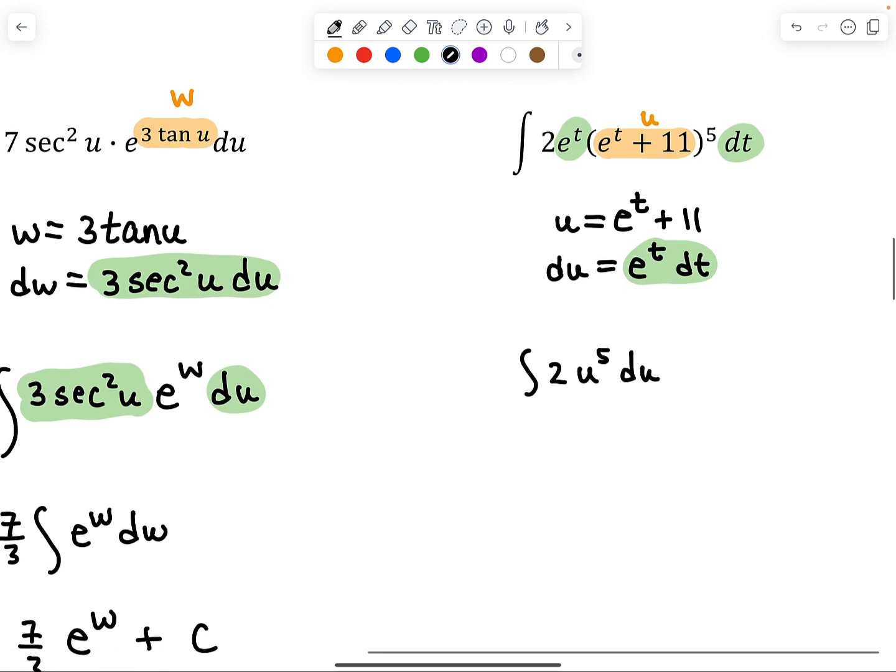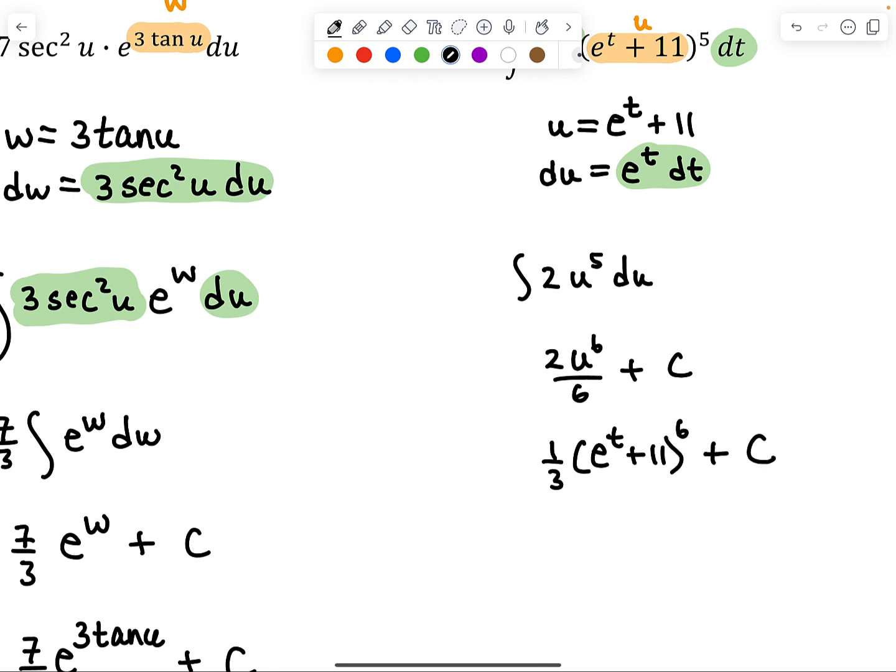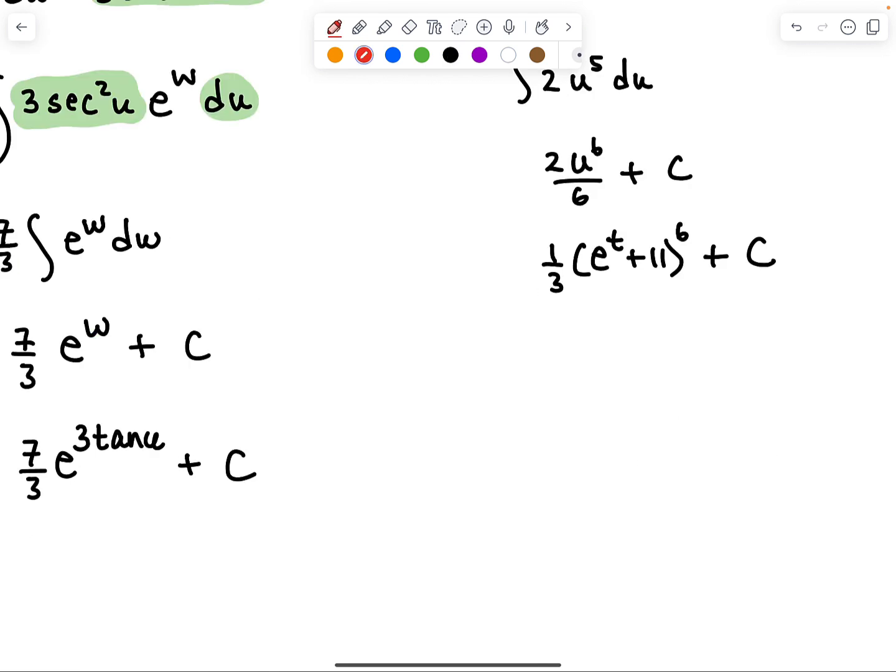And now we can just use the reverse power rule. The 2 stays. The integral of u to the 5th is u to the 6th over 6. And then we'll add our constant. The 2 over 6 becomes a 1/3. And then I'll do my back substitution. Change u back to e to the t plus 11. And that's being raised to the 6th. And we are done. This time I will show the confirmation.